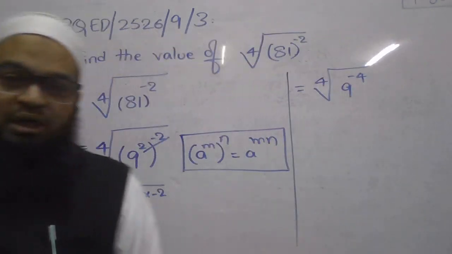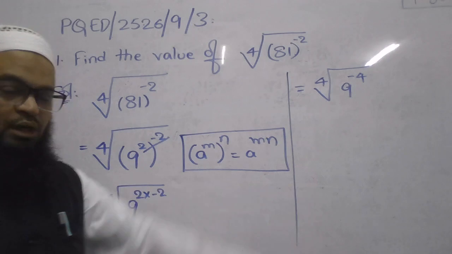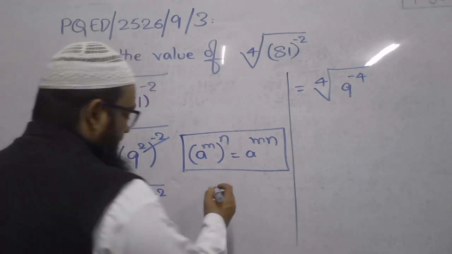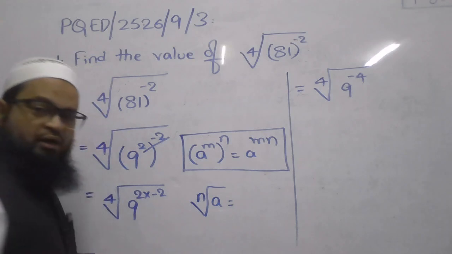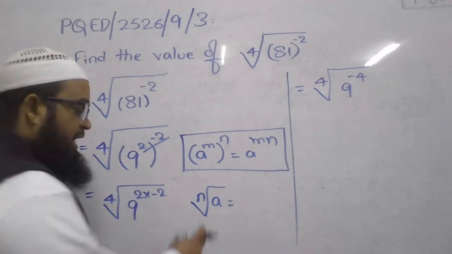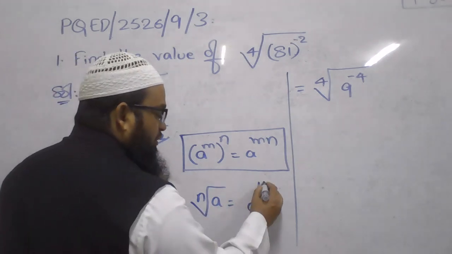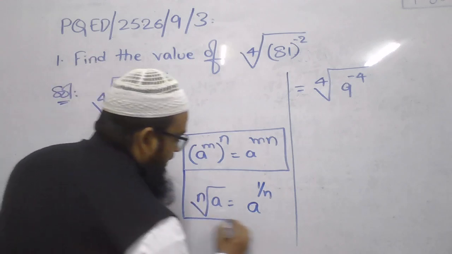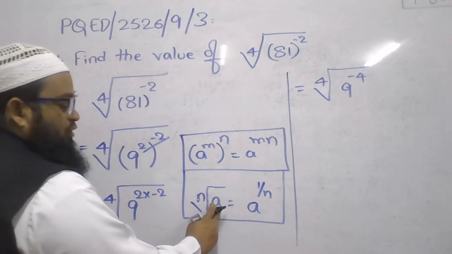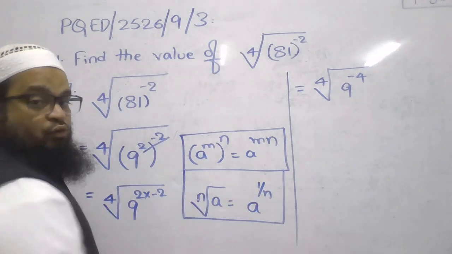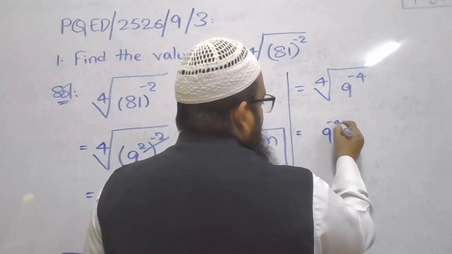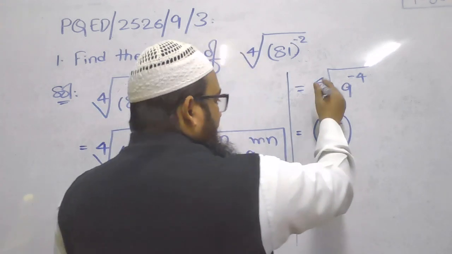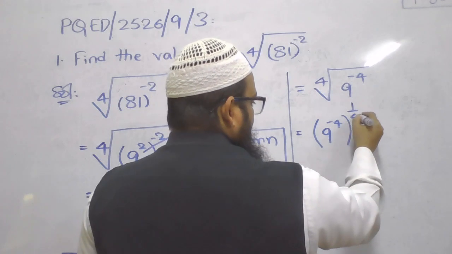And what is the fourth root? How will you write it? We have studied the law of exponent in grade 9 that the nth root of a is a to the power of 1 by n. So let me keep it. So the fourth root of a will be a to the power of 1 by 4, right? So that is equal to 9 to the power of minus 4 whole to the power of the fourth root. The fourth root can be written as 1 by 4.